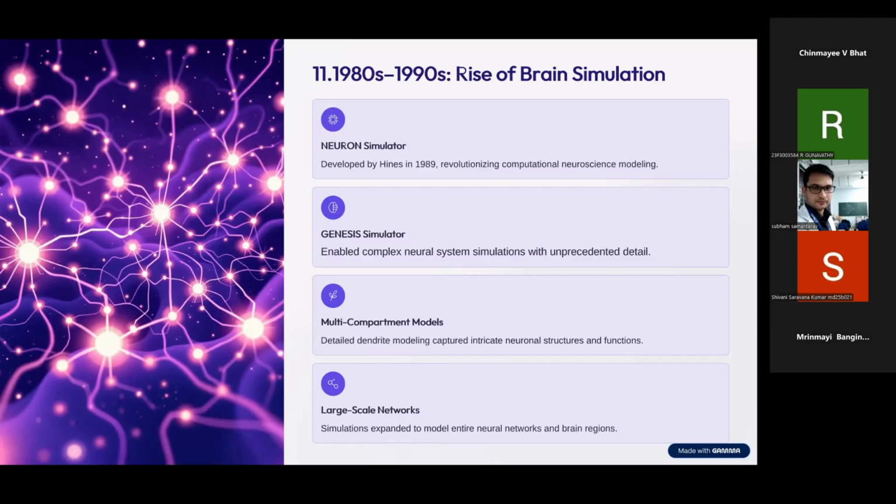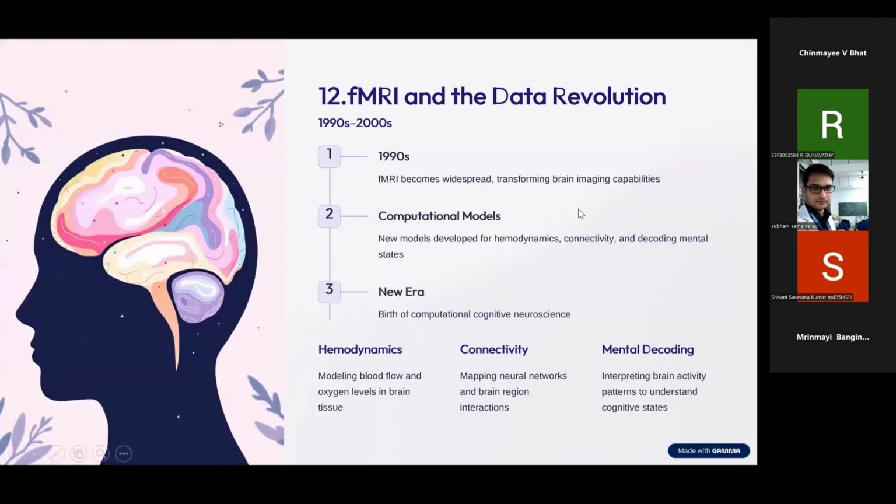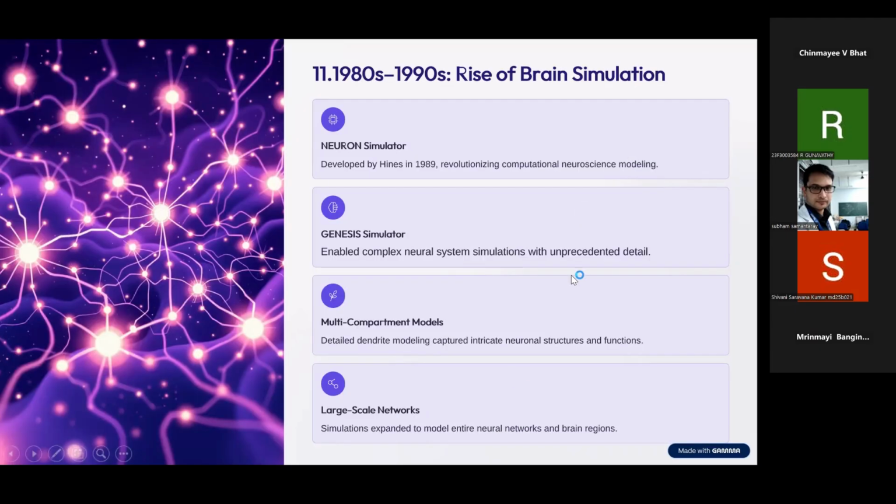That period also saw the rise of huge, very powerful simulators, like NEURON and GENESIS, and multi-compartment models. People began to build large-scale models. One popular example of such a large-scale model is the Blue Brain Project, which is linked to EPFL in Geneva and Lausanne.